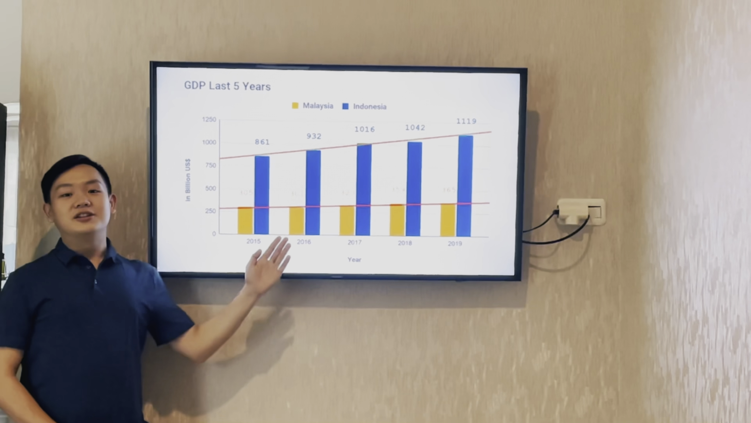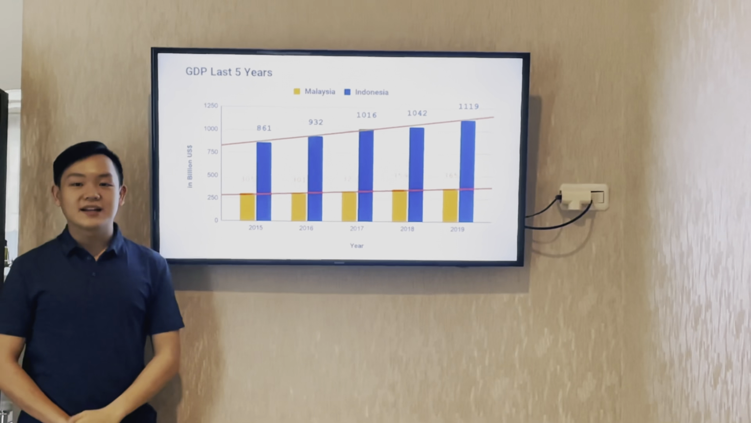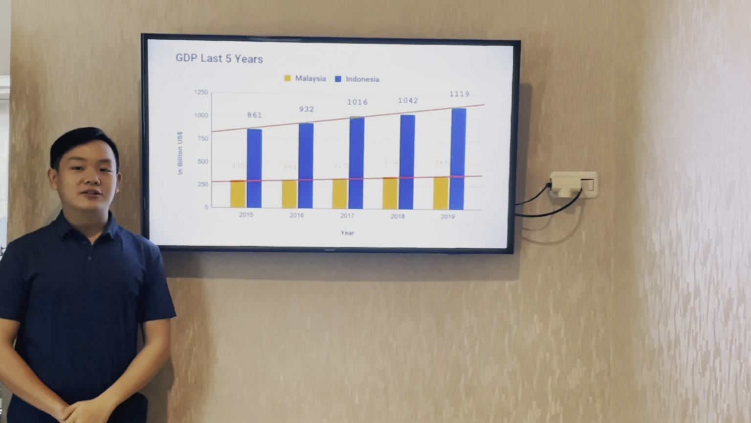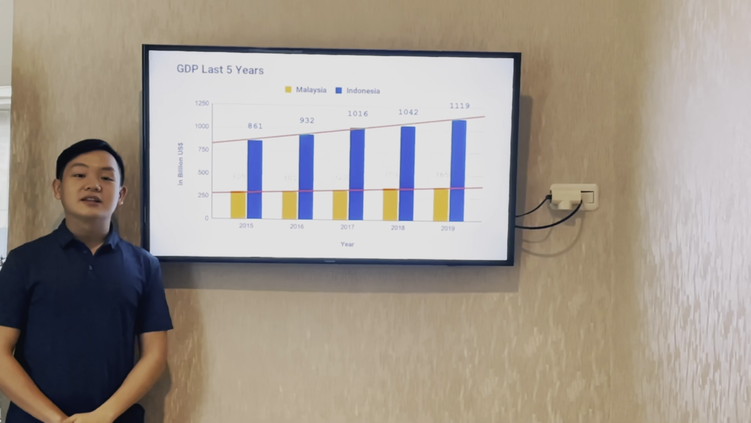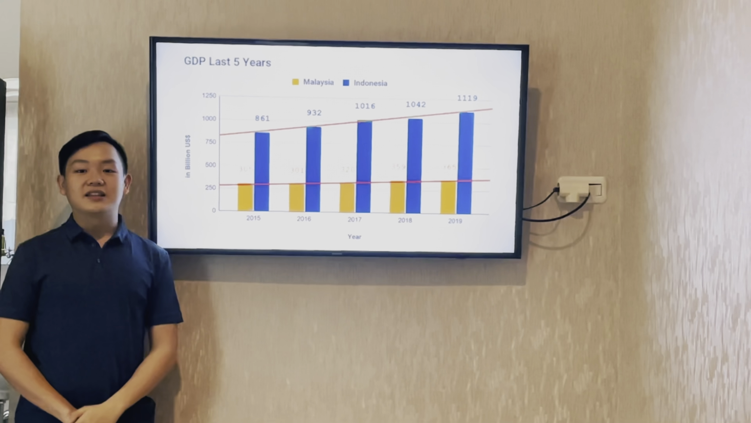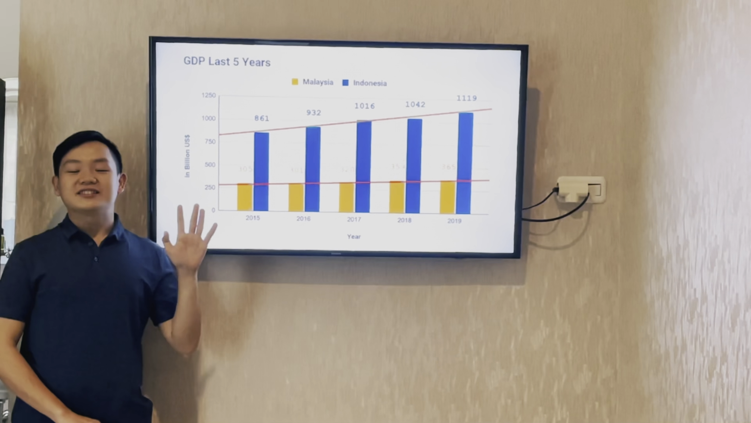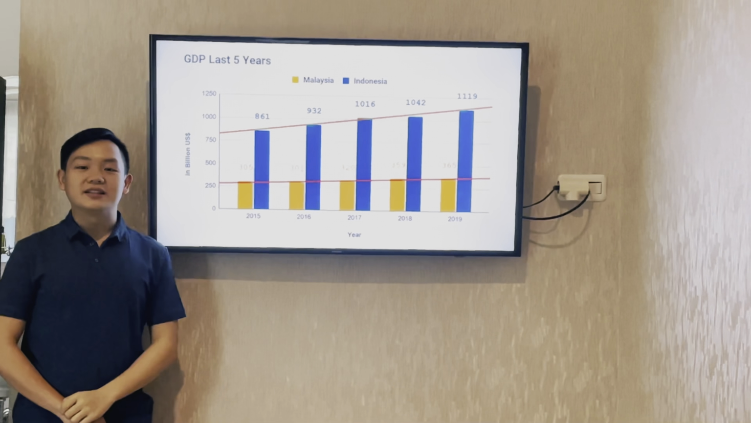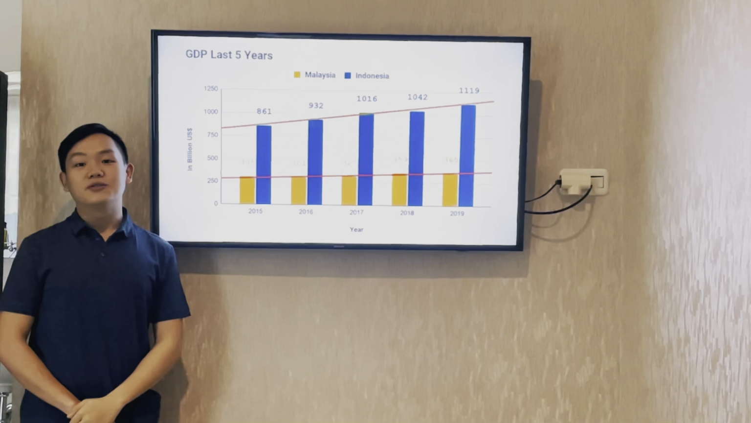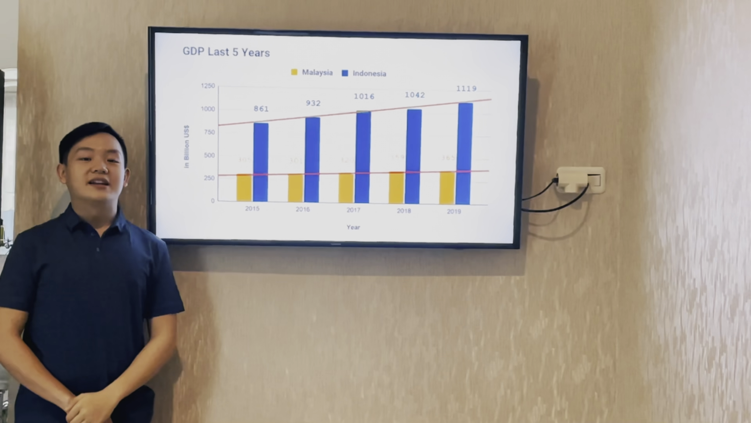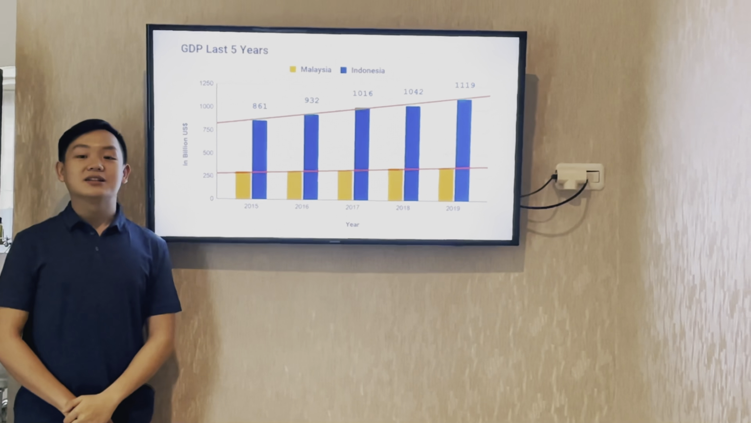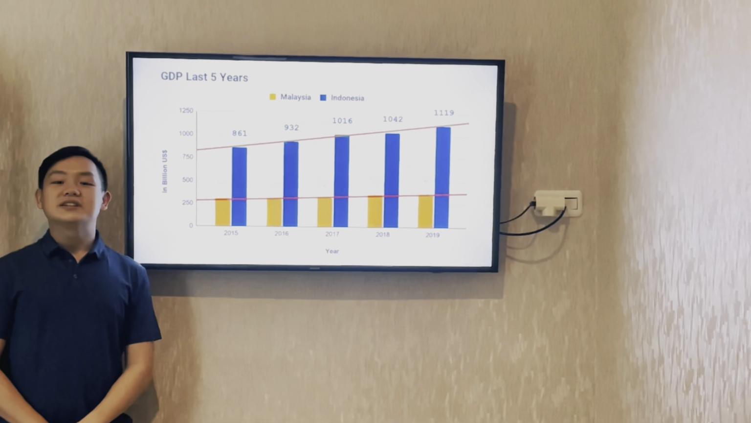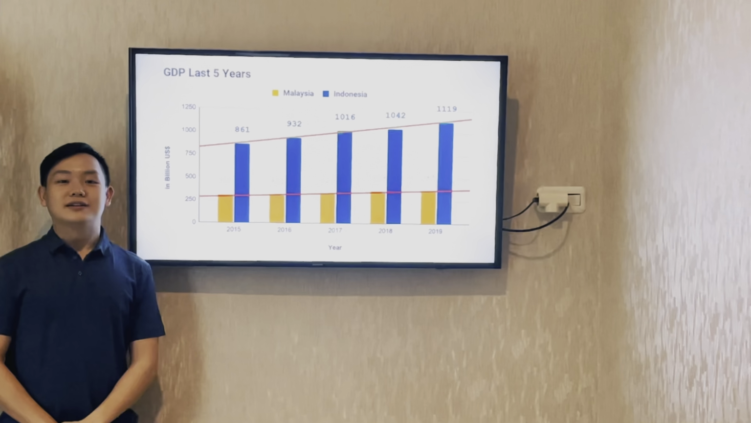The red line here shows us the trend line that describes the growth rate of each country's GDP. The point that I want you to remember is that in 5 years, Indonesia's GDP is always more than 3 times Malaysia's GDP, even though they are at the same growth rate percentage. The question is why, and the following slides will tell you the answer.